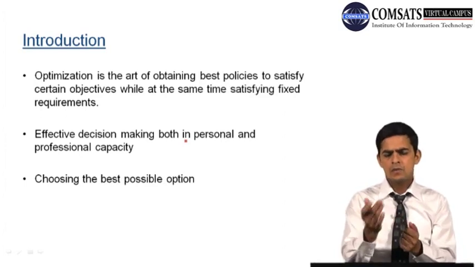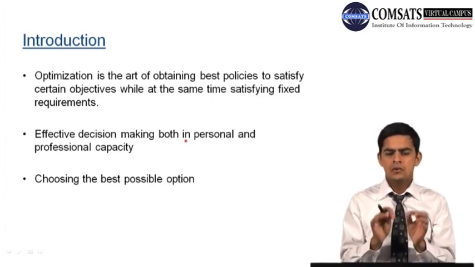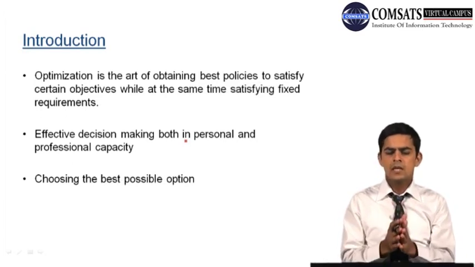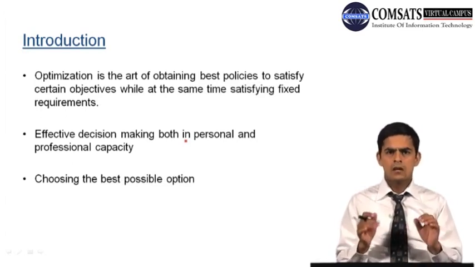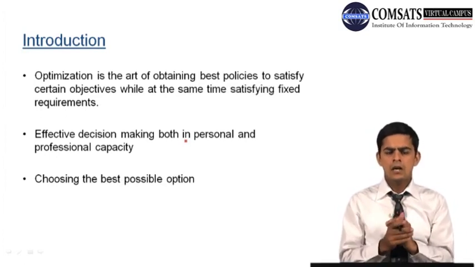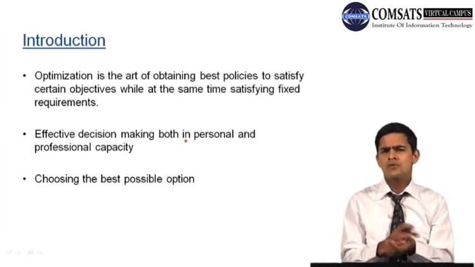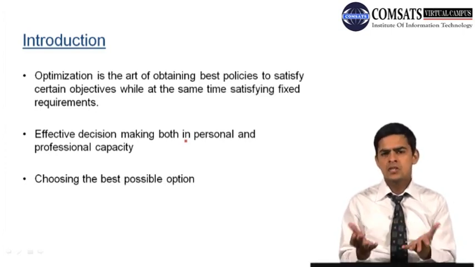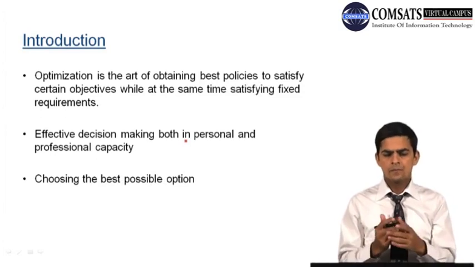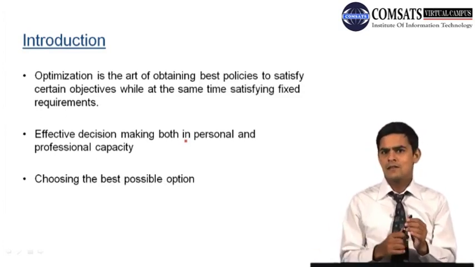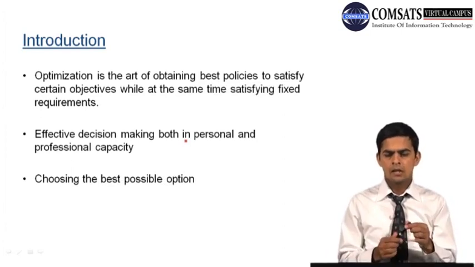Okay, so the definition of optimization is written here. I'm saying optimization is the art of obtaining best policies to satisfy certain objectives while at the same time satisfying fixed requirements. Okay, so it's a very precise and very complete statement, if you like. So it's an art. That's a debatable word. Art, well, you can probably say we are not students of arts. So we are saying optimization is an art. So it's probably not a science. Well, that's open for debate and question. But in this course, I'll convince you that optimization is more science than art. I'll try and convince you. But we will debate this word in a moment.